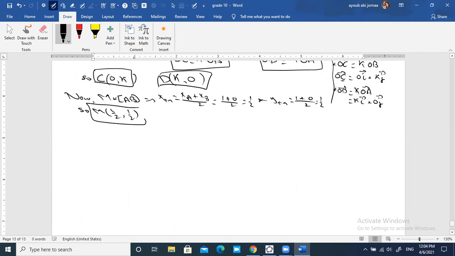What about point N? N is the midpoint of CD. This means that xN is x of C plus x of D over 2, and y of N is equal to y of C plus y of D over 2. x of C is 0 and x of D is K, so 0 plus K over 2.